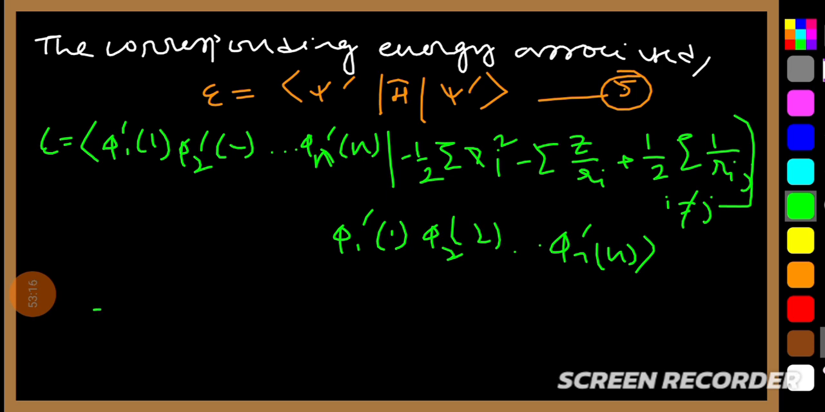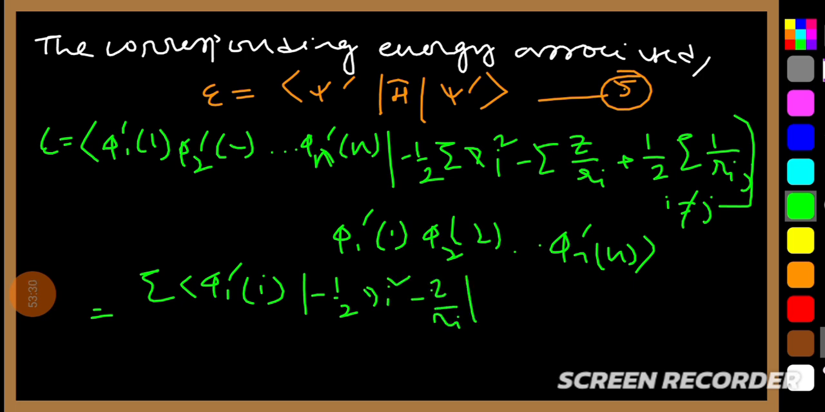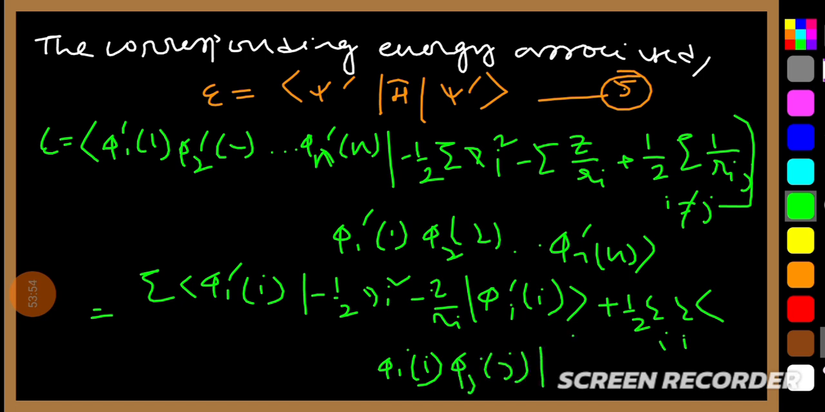Okay, and also equal to, you can write, summation phi 1 I bracket minus half get I that square minus z by ri, phi 1 dash I, okay, plus half summation I j, then what will happen? phi I phi j 1 by rij, bracket phi I dash I and phi j dash j bracket complete. This is the sixth equation.